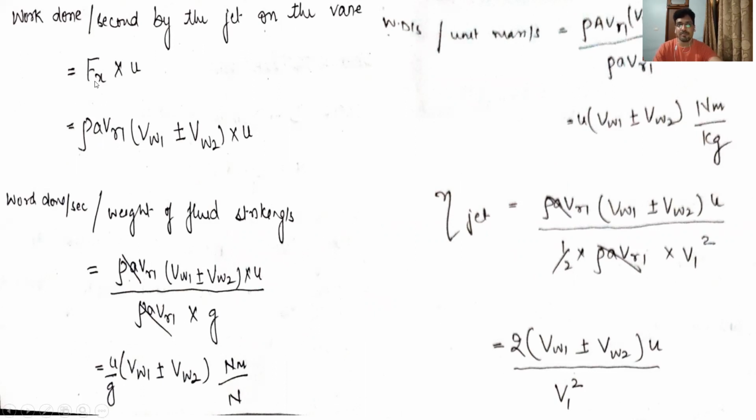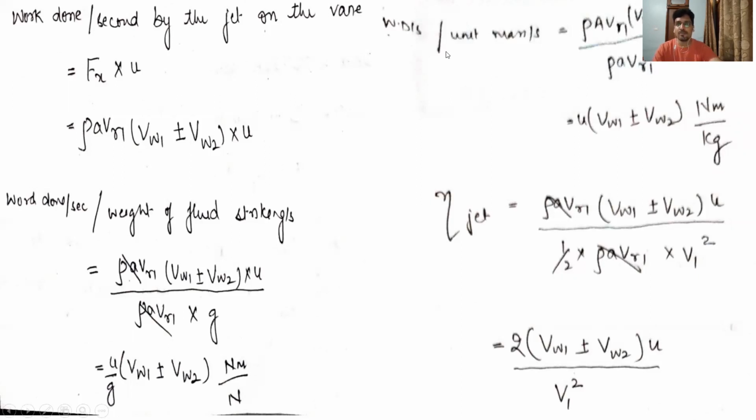So, what will be the value of Fx? Rho A VR1 (VW1 plus minus VW2) into U. This is the value of work done per second by the jet on the vane. And if we have to find the work done per second per weight of the fluid striking per second, that will be the work done per second, rho A VR1 (VW1 plus minus VW2) into U, divided by the weight of fluid, rho A VR1, that is the mass of fluid, into gravity. So it will be U by g (VW1 plus minus VW2) Newton meter per Newton. It means this is the head value.